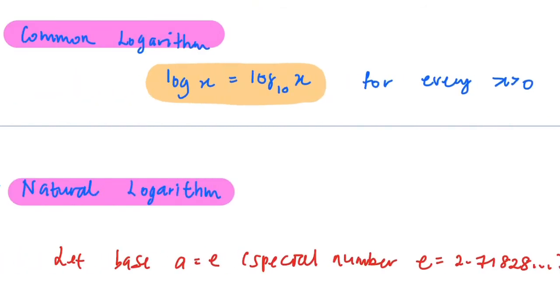Next, let's go to the common log. We have learned this in school, which is log base 10. So this is a common log. Another way to write this is just to write log x without the 10 here. If you don't write any base, we can assume that this is log base 10.